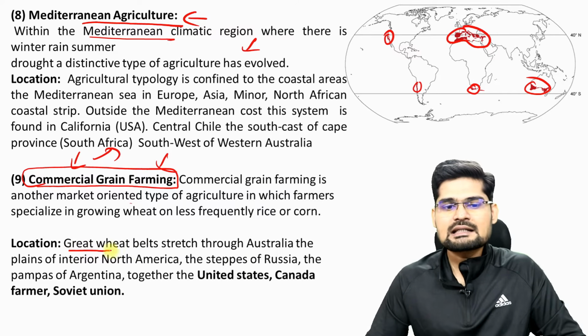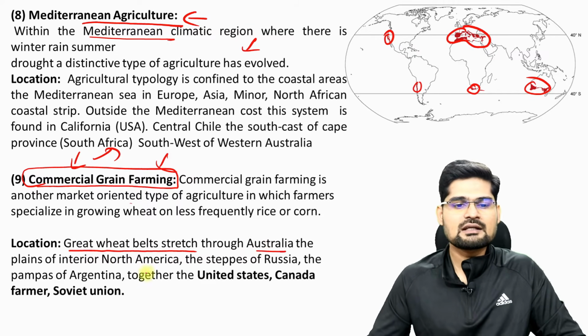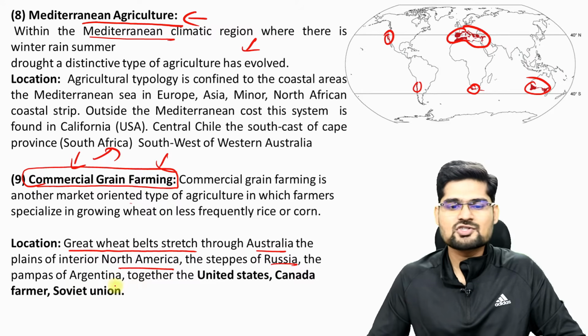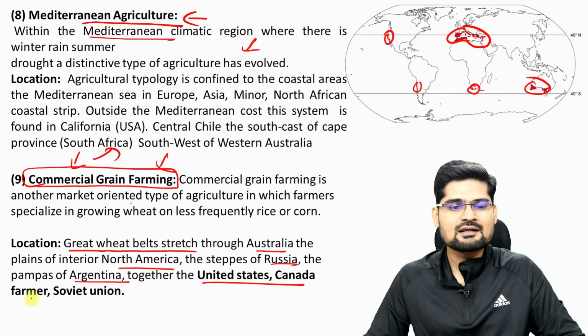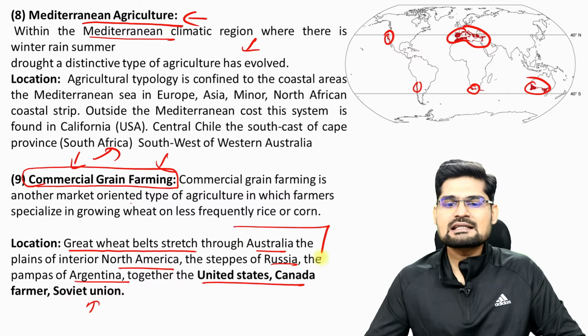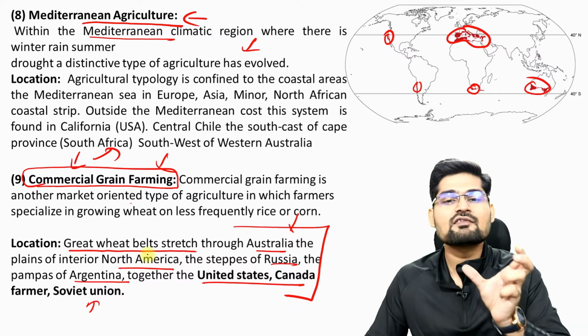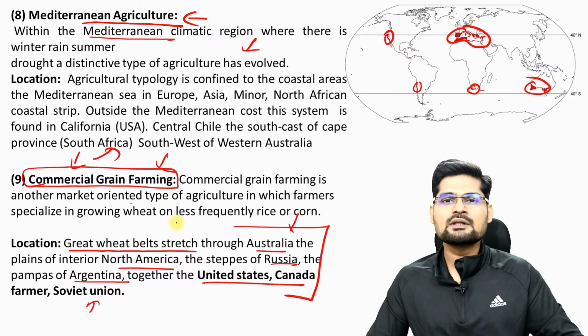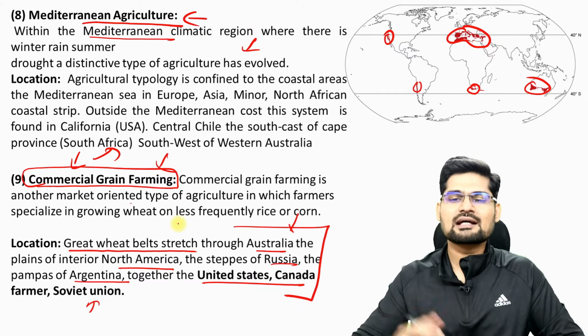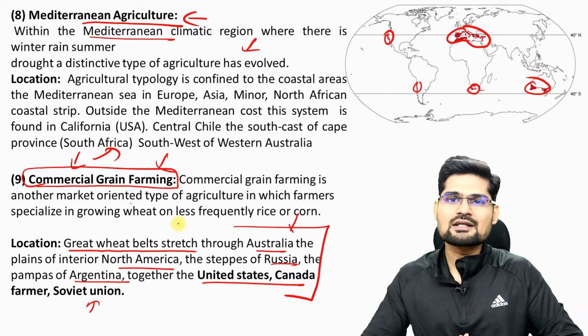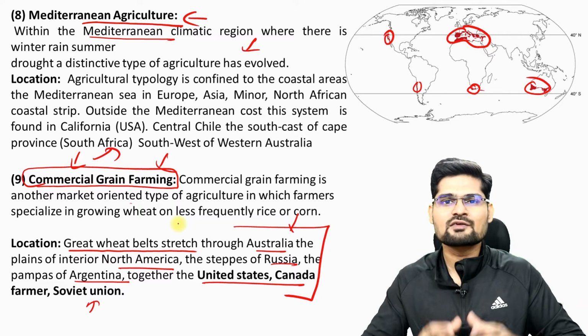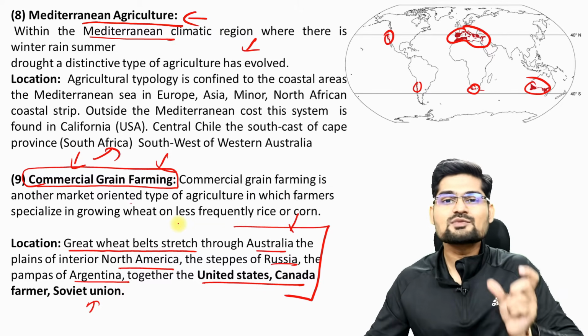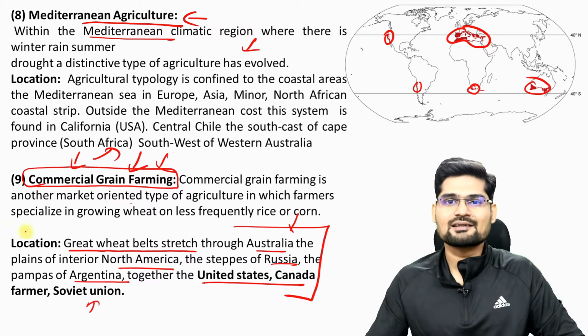Remember, the great wheat belts are Australia, North America, the steppe in Russia, Argentina, the United States, Canada and the former Soviet Union. These areas are now part of mostly developed nations of the world, where you have more people, more money, more land tracts and also the advent of technology like tractors and machinery for cropping and harvesting. That is where this commercial grain farming is done, right?